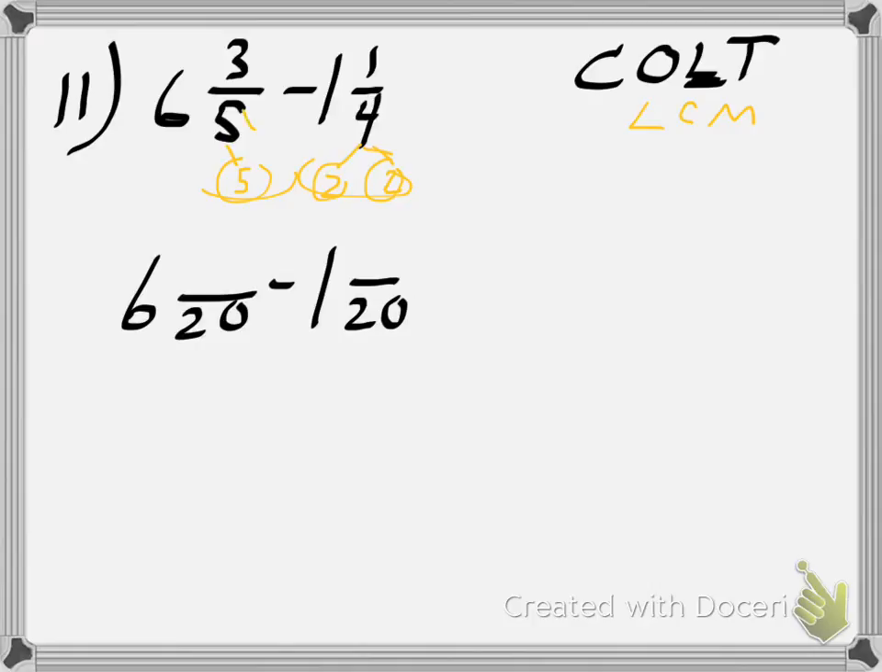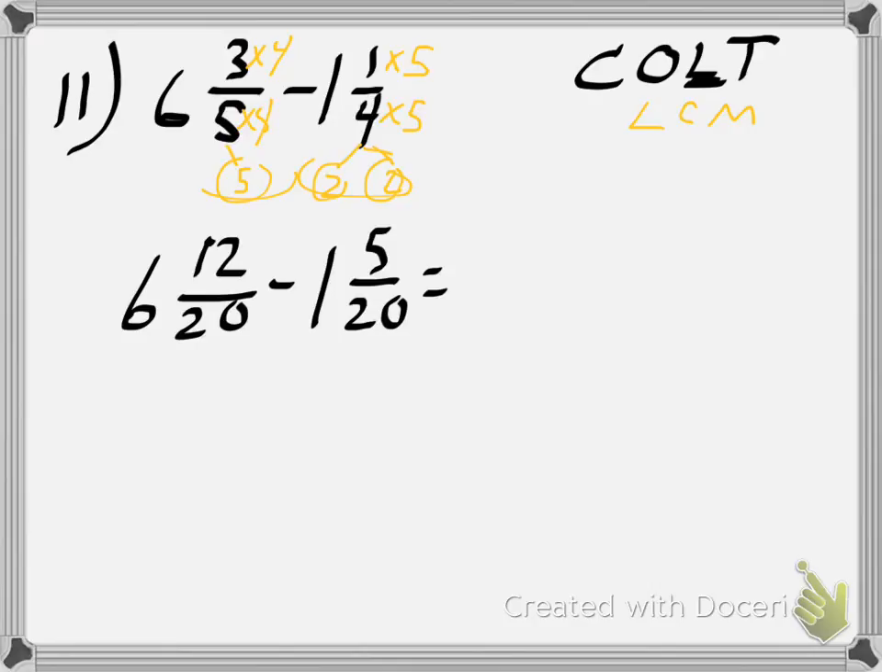So then we multiply 5 times 4. So 3 times 4. Whatever we do to the denominator, we do the numerator. And that gives us 12. And then on our second fraction, 4 times 5, so 1 times 5. So now we just basically do two problems.